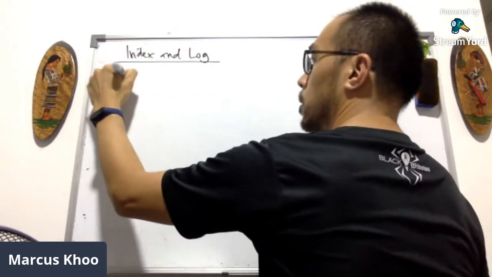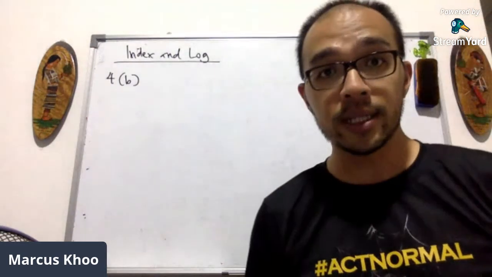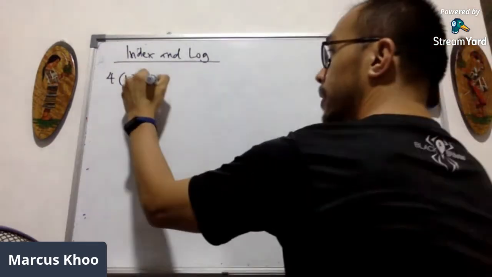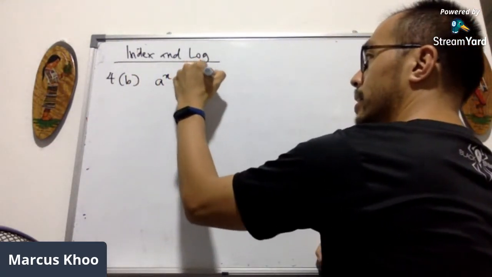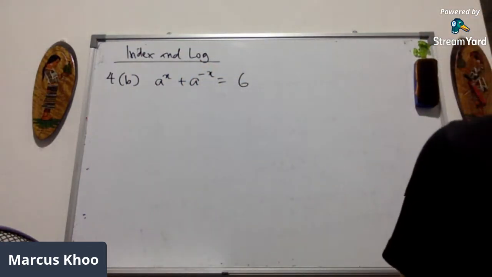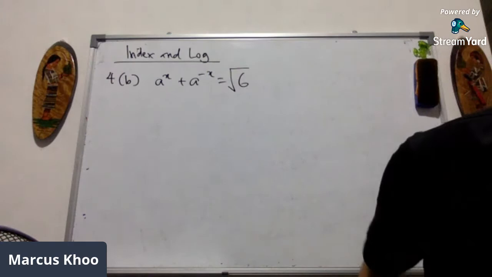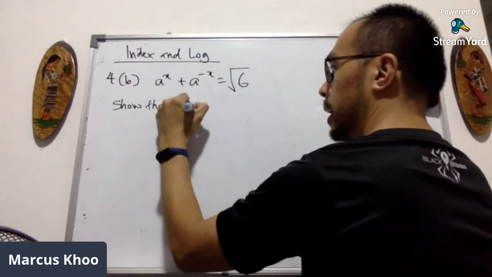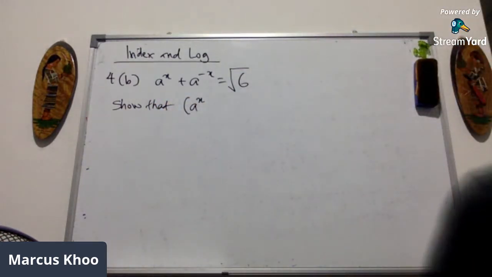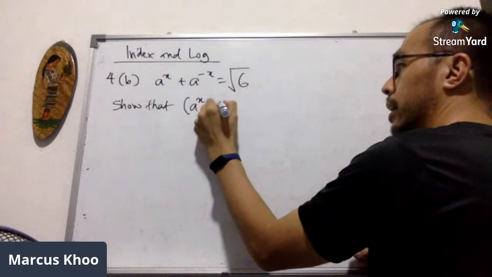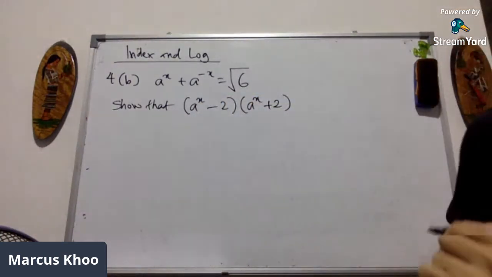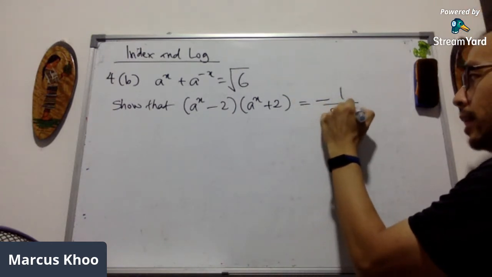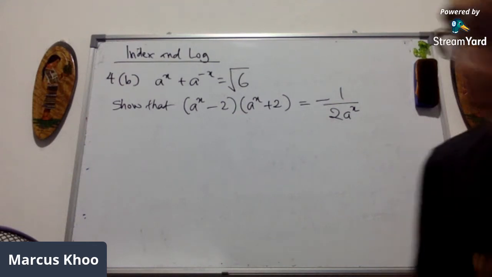The question is 4B, and this question was given to us by Ben Lau from 5S1. It says that if a^x + a^(-x) = √6, we want to show that a^(x) - 2 and a^(x) + 2 equals negative 1 over 2a^x. A to the power of 2x, sorry.